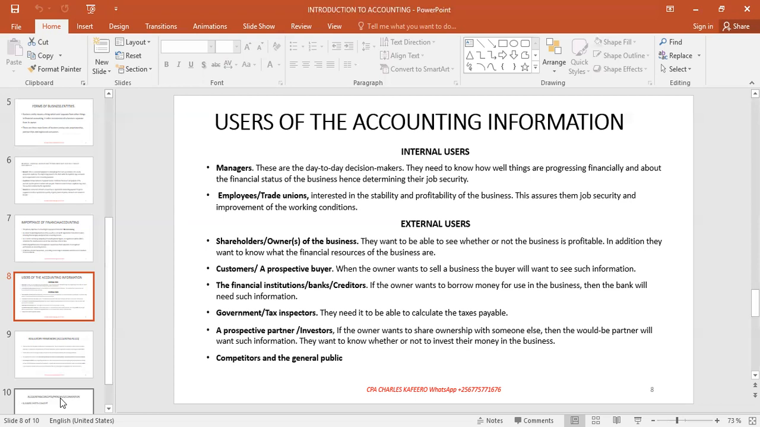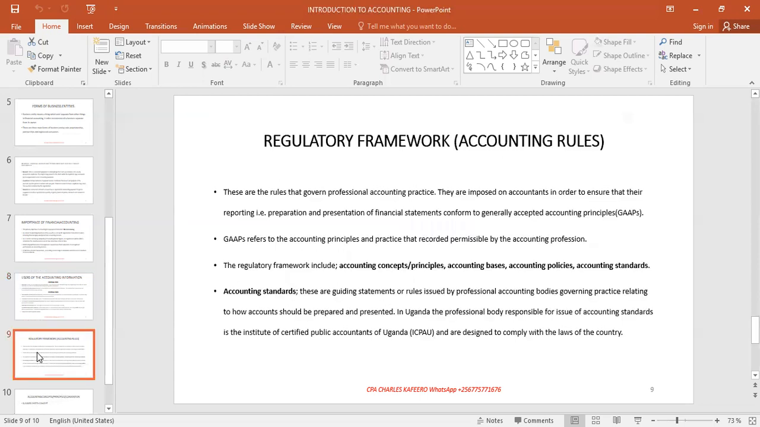So in order, you can talk about those ones, but when you're talking about the users of accounting information, make sure you put their interest. Don't just say they are shareholders. So what do they need from the financial information? That is really important.